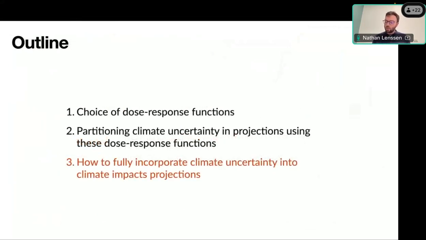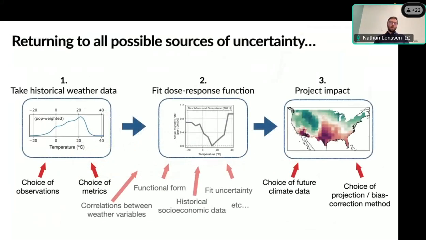To start to shift over to our discussion, I just want to think a little bit about what we learned in this process, and Kevin's and my thoughts on ways forward and fully incorporating climate uncertainty into impact projections. Today I've talked about a few sources of uncertainty. I talked a little at the beginning about the choice of observations and how that could matter, and a lot about the choice of future climate data.